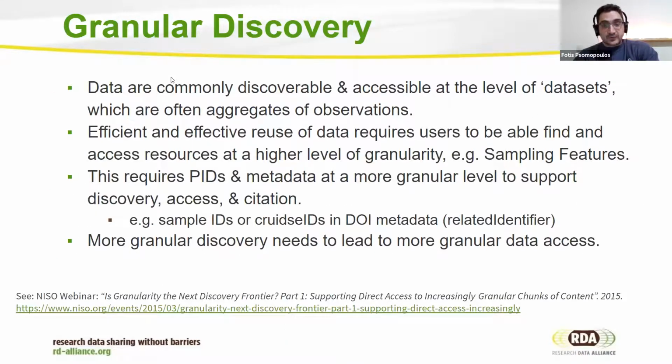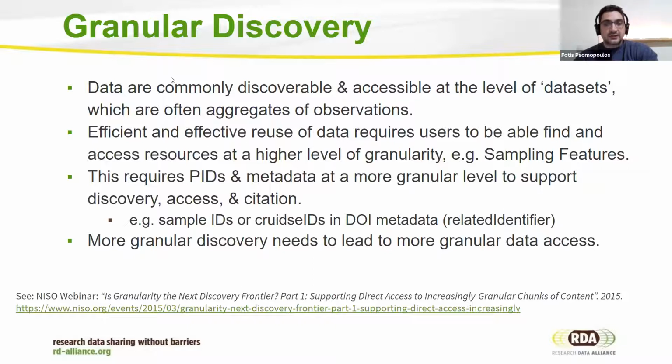So focusing a bit on the discovery aspects, because this essentially was spun as a task force under the data discovery paradigms interest group. When you look at data, they are commonly discoverable and accessible available data sets. And again, you're going to excuse the quotation marks around data set because this is a whole different discussion. The point here is that data sets often are essentially aggregates of observations, records, or files, or whatever the level of organization of this particular data set is.